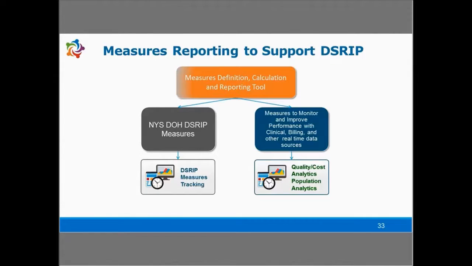The slide here shows the variety of measures that we've included in our performance dashboard. So in addition to the Department of Health DSRIP measures, we are also creating new metrics, mostly surrounding the population health management area.